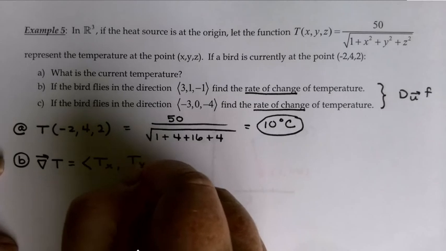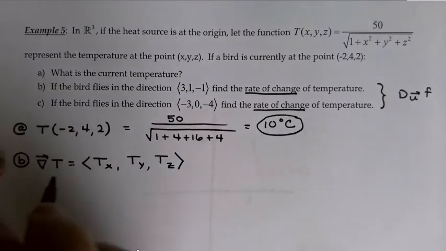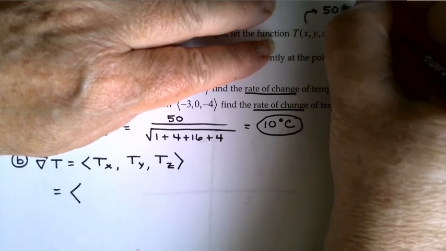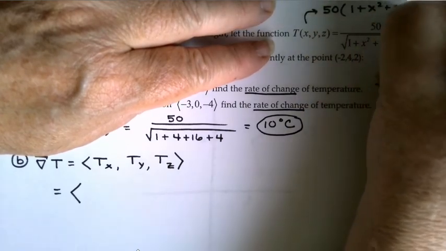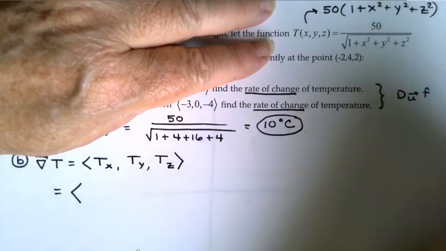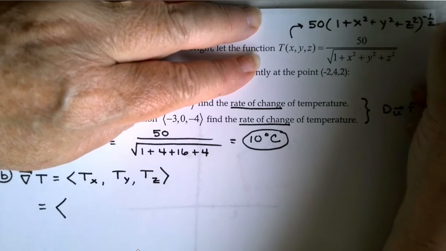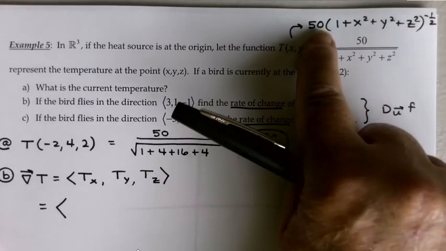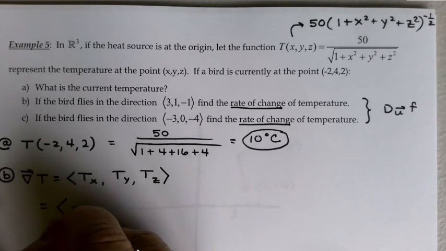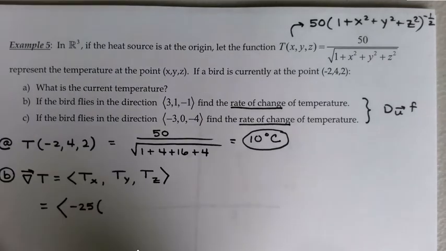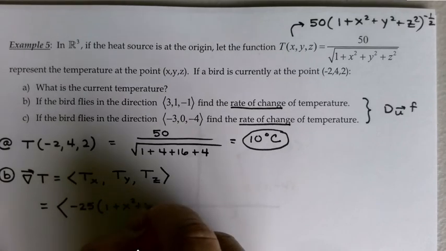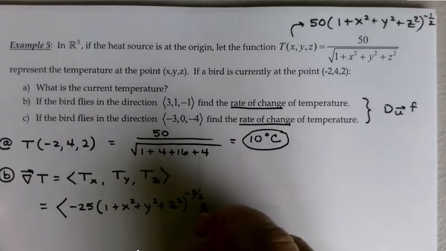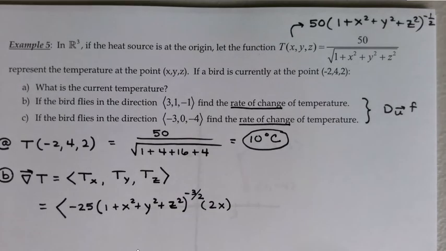T sub x, T sub y, T sub z. Again, I'm going to use sort of the same cheat as last time. I'm going to think of this as 1 plus x squared plus y squared plus z squared to the -1/2 power, making it a little bit easier to differentiate. So my derivative is going to be -1/2 times 50 would be -25 times all of this to the -3/2 times 2x for the chain rule.